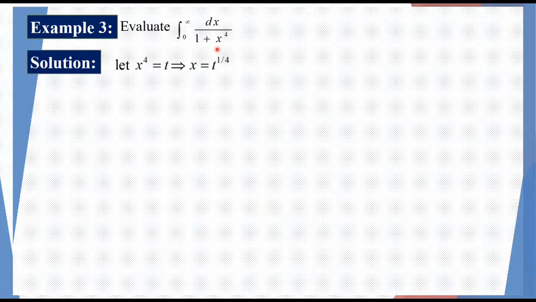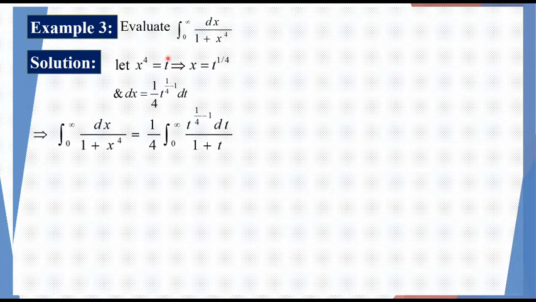So if we convert this x raised to power 4 in terms of t, we let x raised to power 4 equal t. Then x equals t raised to power 1 by 4, and dx equals 1 by 4 t raised to power 1 by 4 minus 1 dt. On replacing, when x equals 0, t equals 0, and when x equals infinity, t is also infinity. So there is no change in the limits; the limits remain the same. This 1 by 4 comes outside of the integration. So the integral from 0 to infinity of t raised to power 1 by 4 minus 1 dt upon 1 plus t.